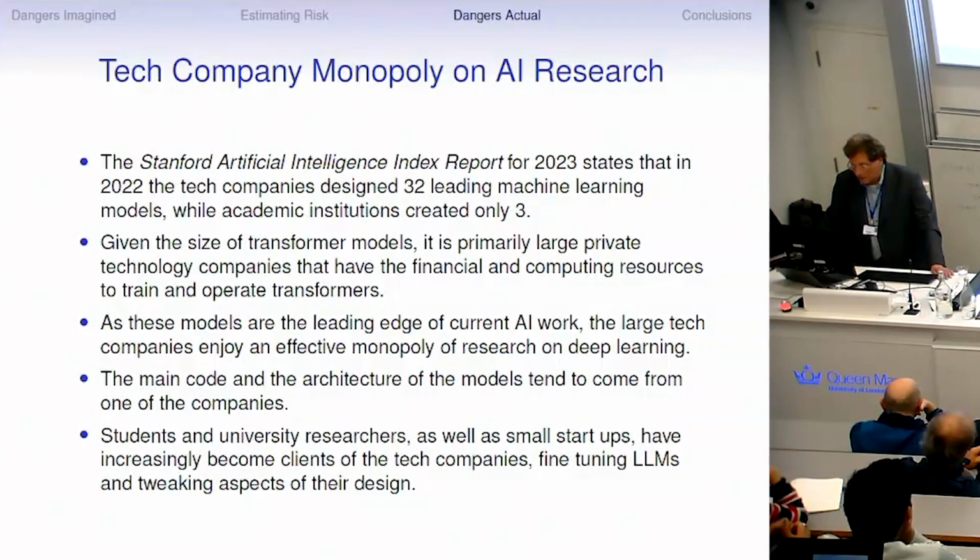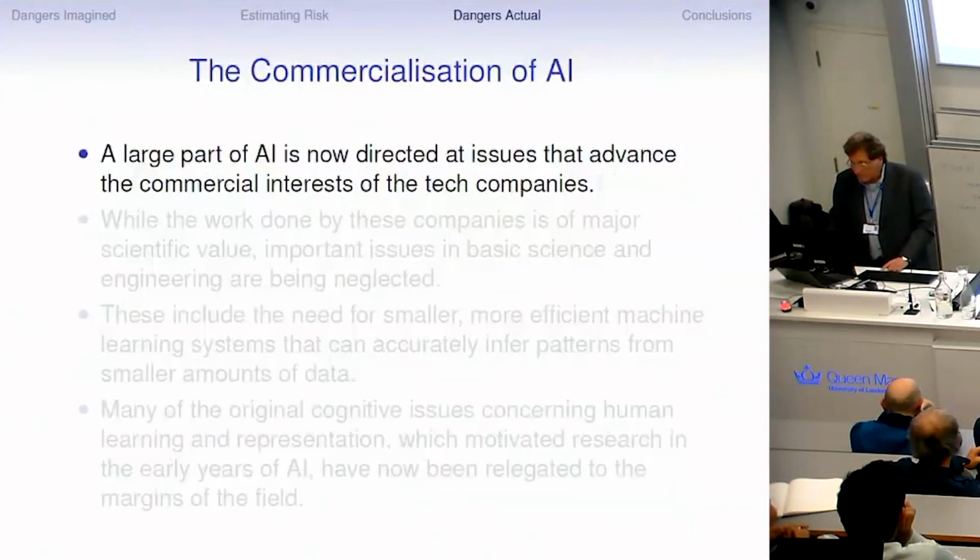So our task is increasingly fine-tuning large language models and doing tweaking through small architectural changes that we can manage in the open access code. The fact that the code is open access is irrelevant. We can't afford to build and run these models ourselves. So what you have is a near total commercialization of AI.